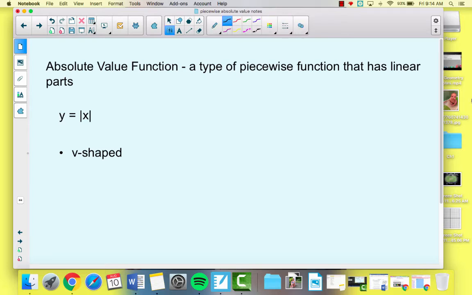So the parent function for an absolute value equation is this right here. It's y equals the absolute value of x. And you guys have probably seen the absolute value symbols before. They're basically just like two straight lines on the outside. So it is a V-shaped graph, so that's going to be important as we go through this. Every absolute value function is going to be the same shape. It's just going to change locations for the most part.